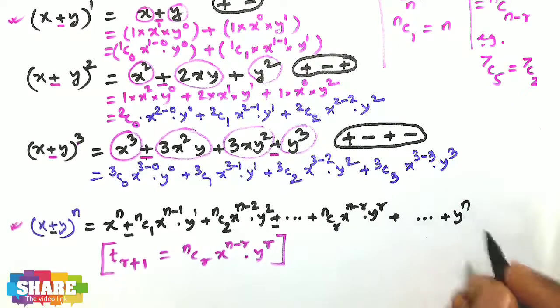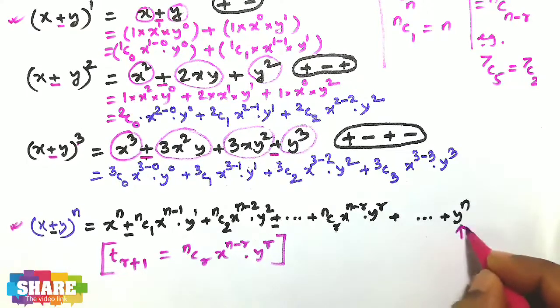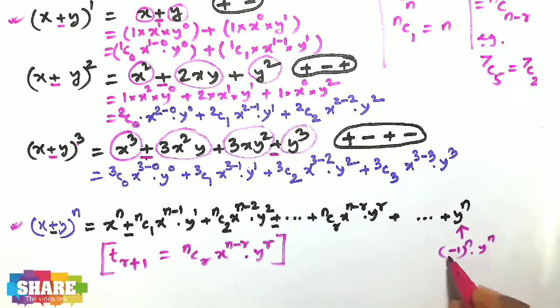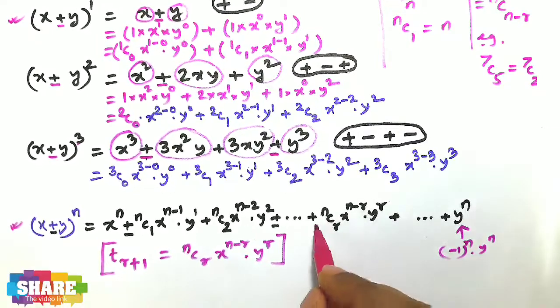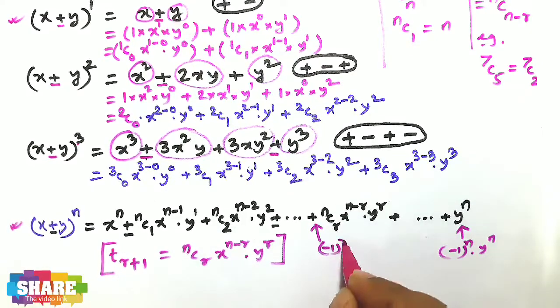You can't say the sign will be positive or negative. This can be written in this way: y to the power n will be written in this form, (minus 1) whole to the power n into y to the power n. If n is even, then (minus 1) to the power n will be positive. If n is odd, then (minus 1) to the power n will be negative. So plus or minus will be decided by (minus 1) to the power n. In this way, the sign of the general term will also be (minus 1) whole to the power r.